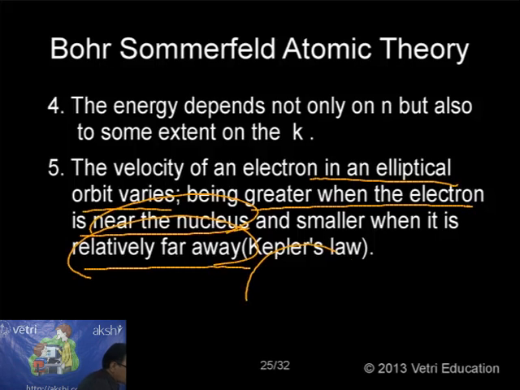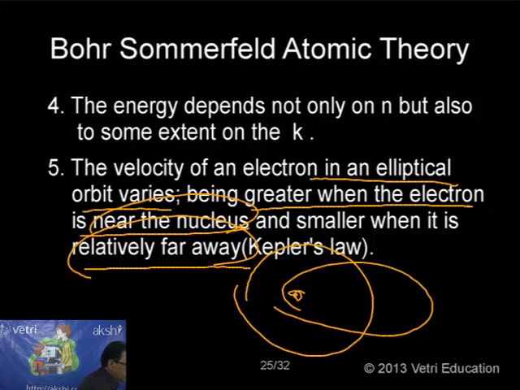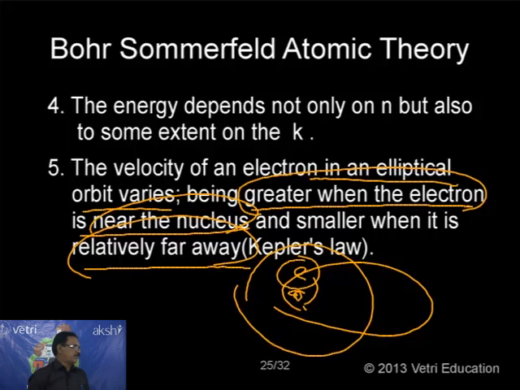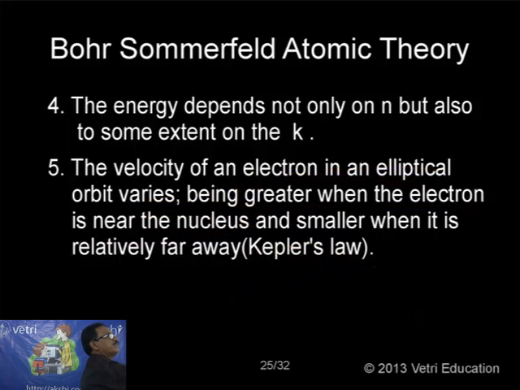So if you take this, and the electron is here, very near to the nucleus, its velocity is greater, and if it is far away, it is smaller. That is very interesting information. So let me repeat again: the velocity of the electron is greater when the electron is nearer, very near, greater; far away, it is smaller. This is the interesting information. Okay.